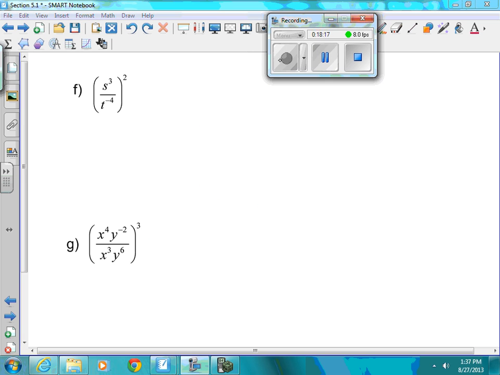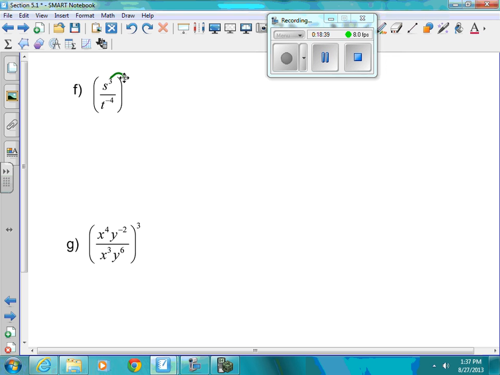Last 2 practice problems for this lesson. Once again, we have a fraction. Before I keep going, pause this. Try them on your own first. These are more challenging. There's multiple steps in these, so don't worry about it. Give it a try, and then come back and check your work when you're ready.